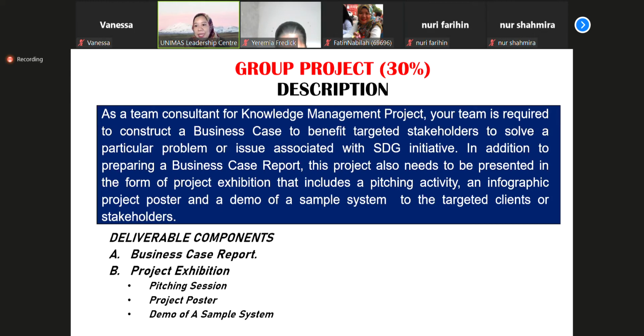For your group project, I want you to form a group of not more than 7 people. The maximum number is actually 8. Just 8. You can do it with 3 people, but you won't get very good marks for this. And it's actually 30%. It's the final assessment.